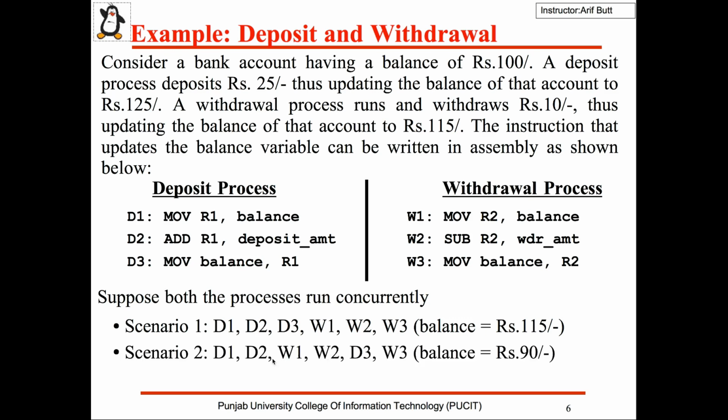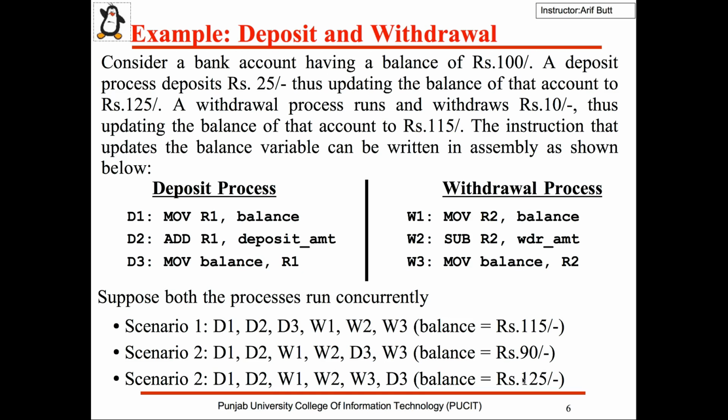But if they get overlapped something like this, we get the balance of 90 instead of 115. And if they get overlapped like this, we get a balance of 125 instead of 115. Over here you see that the withdrawal process is the last to finish and we get the balance of 90. And over here you see that the deposit process finishes last and we get a balance of 125.